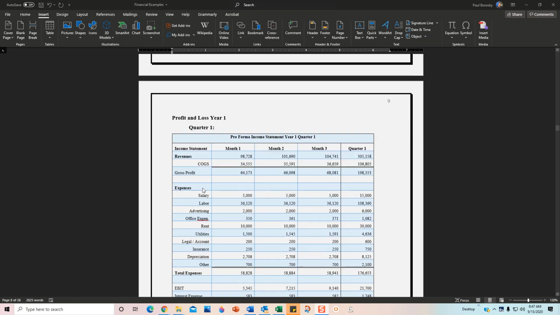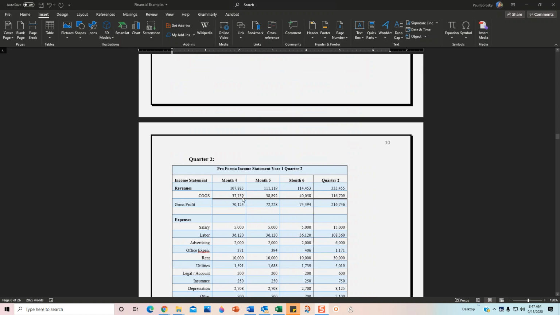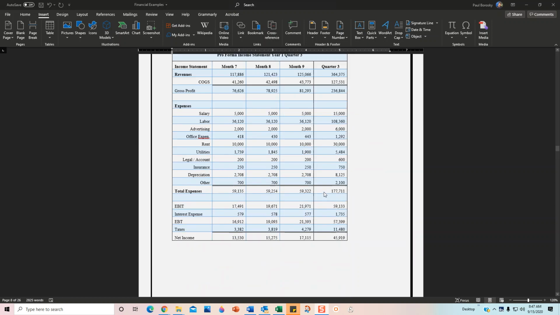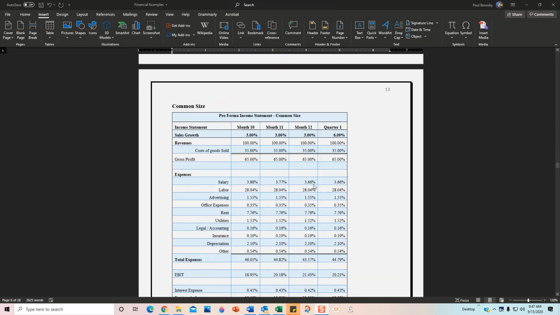And the way the profit and loss statement is broken up is I break it into quarters. So for quarter 1, then we have month 1, month 2, and month 3 for your first year profit and loss. And then I summarize it into quarter 1. And I do the same thing for quarter 2, month 4, month 5, and then month 6, and then quarter 2. And then we go 7, 8, and 9, quarter 3. And then 10, 11, and 12 for quarter 4.